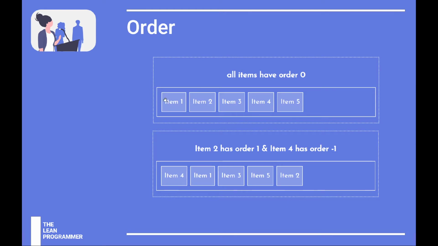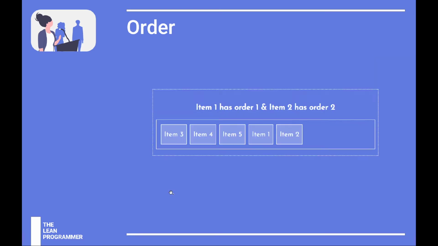So now let's say all items have order 0, they will be rendered like this. If I increase the order of a particular element, it will go ahead. If I decrease the order of a particular element, it will come back. So let's have a look at this in the example live.